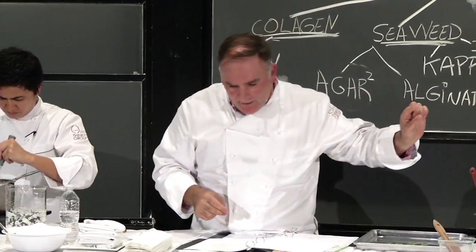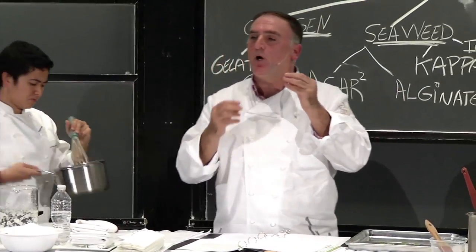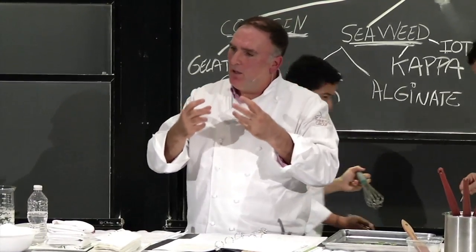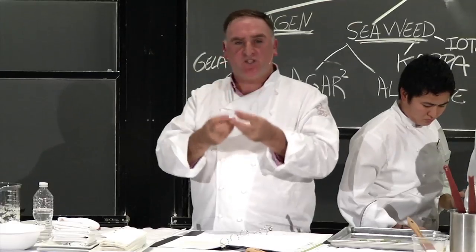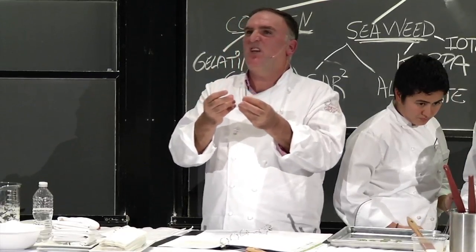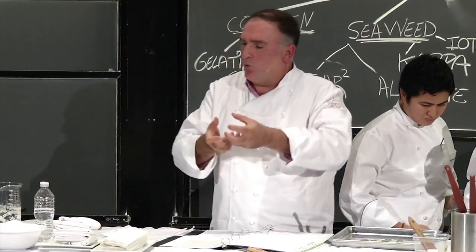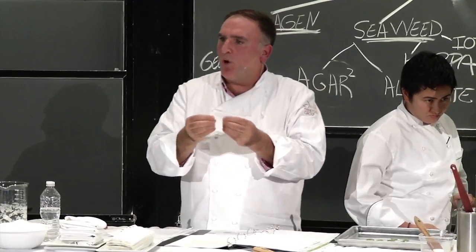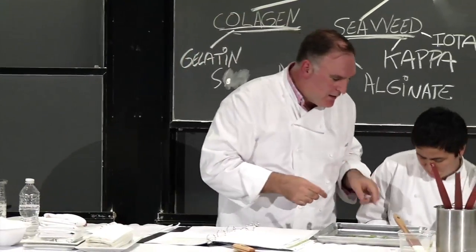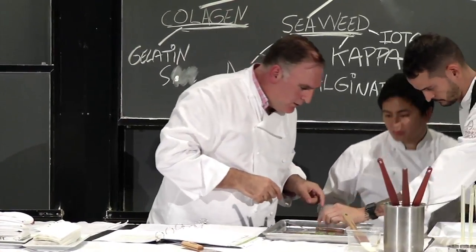First, I'm going to show you the one with kappa. Kappa is a very unique gelatin because it has a very firm texture. It's a gelatin that almost breaks. So it's a firm texture and very breakable.